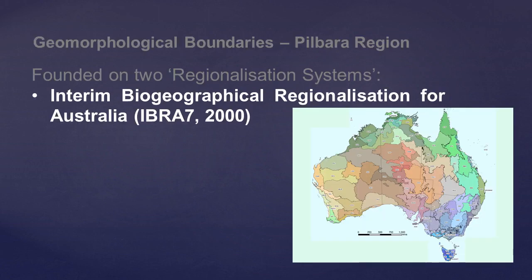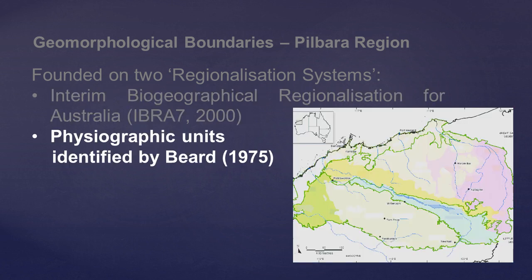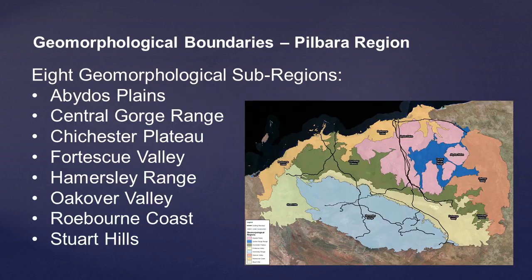The first system used is IBRA 7, where Australia is essentially divided up into 89 different bioregions based on aspects such as geology, vegetation, climate, etc. The second system used is by Beard, which studies the patterns in vegetation and flora and divides the Pilbara into 8 subregions. This gives us the 8 geomorphological subregions shown below.